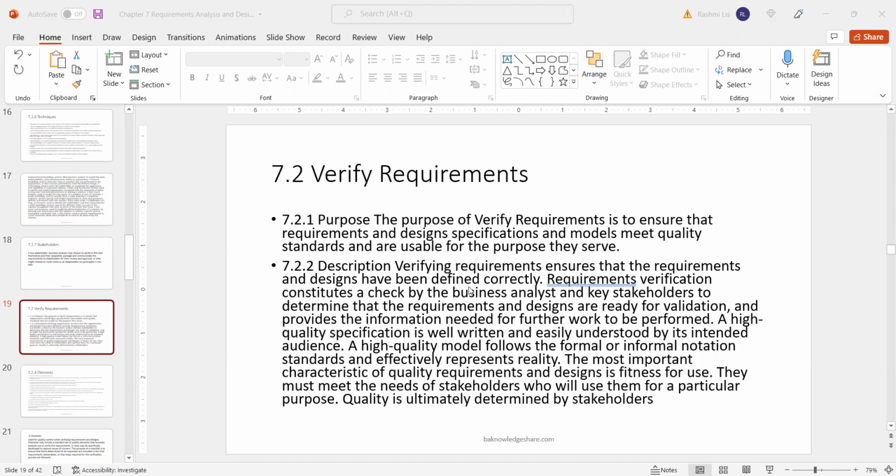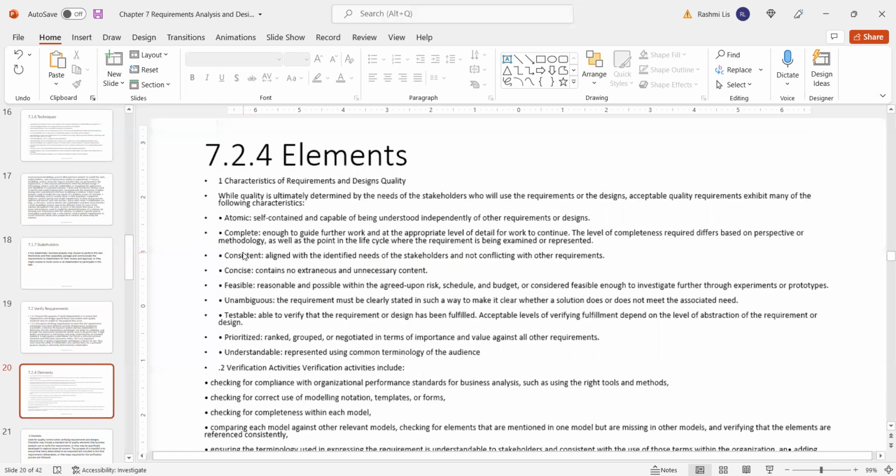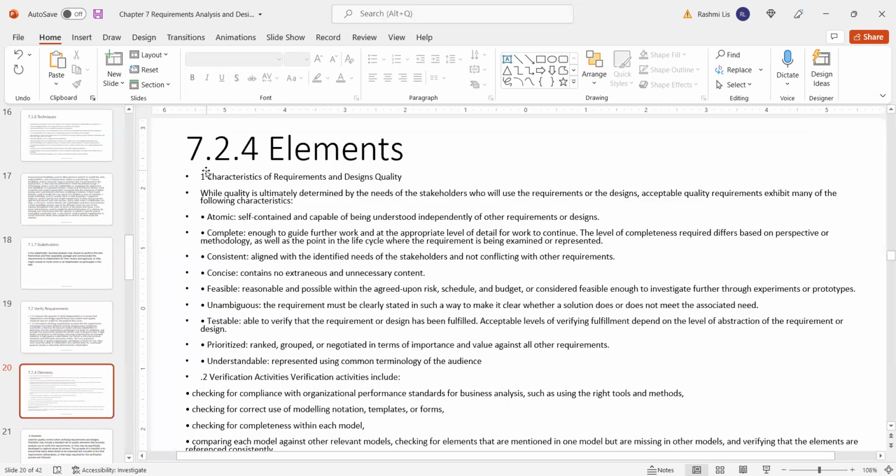The most important characteristic of quality requirements and designs is fitness for use. They must meet the needs of stakeholders who will use them for a particular purpose. Quality is ultimately determined by stakeholders. Some of the elements here are characteristics of requirements and designs quality, but quality is ultimately determined by the needs of the stakeholders who will use the requirements and the designs. Acceptable quality requirements exhibit many of the following characteristics.